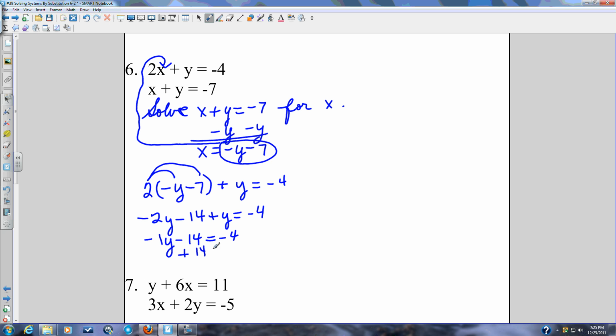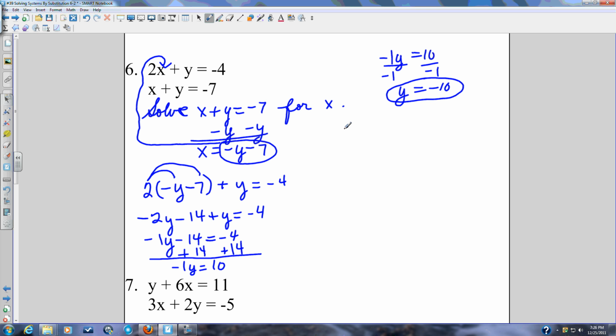Add 14 to each side. We have -1y equals 10. I'm going to move up to the top here. So we have -1y equals 10. Divide each side by -1. And we have y equals -10. So there's our first value, or one value of the ordered pair.